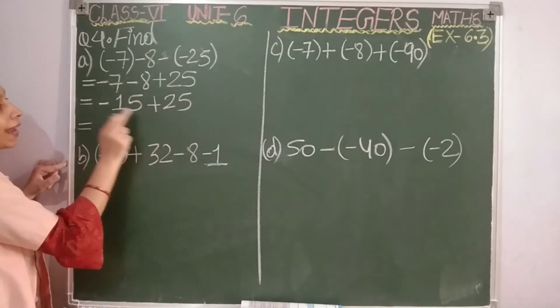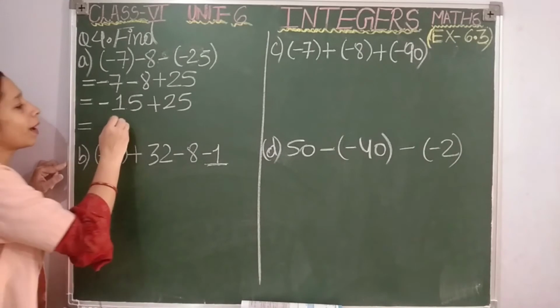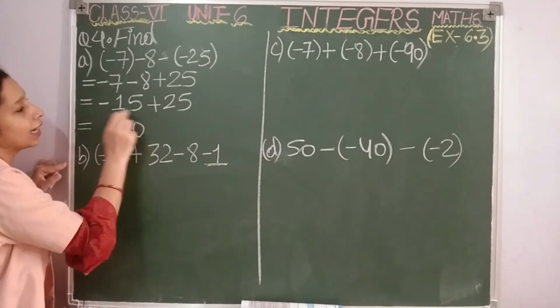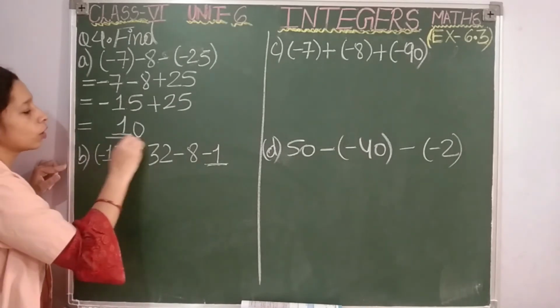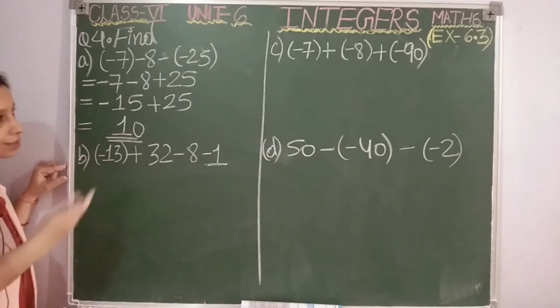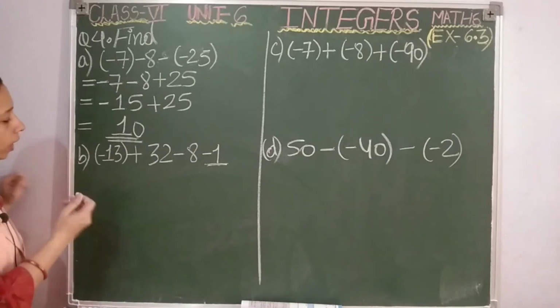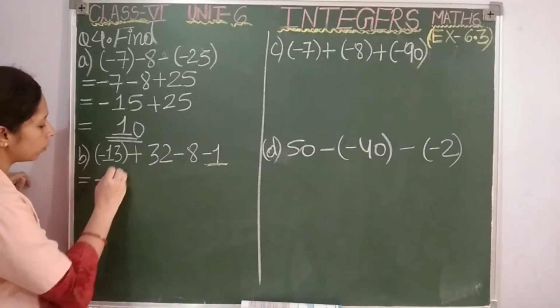Now minus plus minus, 25 minus 15, I will get 10. The greater number here is 25, which is a positive integer. So 10 will also be a positive integer. Okay, solved. Clear?